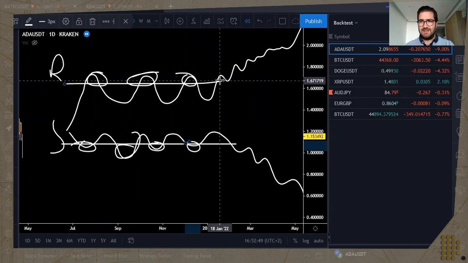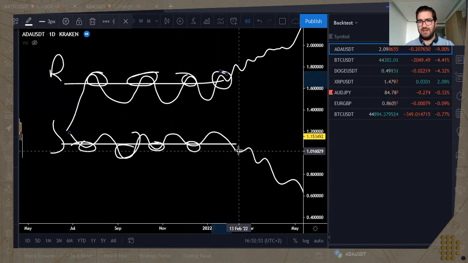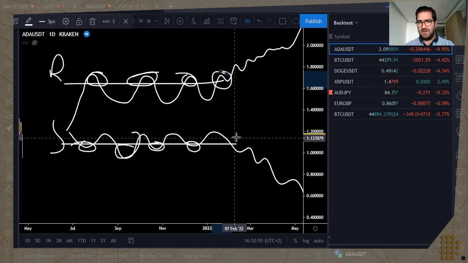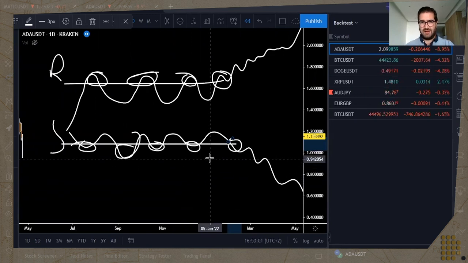And when the market succeeds to break the resistance, we call it a real breakout. And here, when the market manages to break the support, we call it a real breakout. Let me give you a real example.